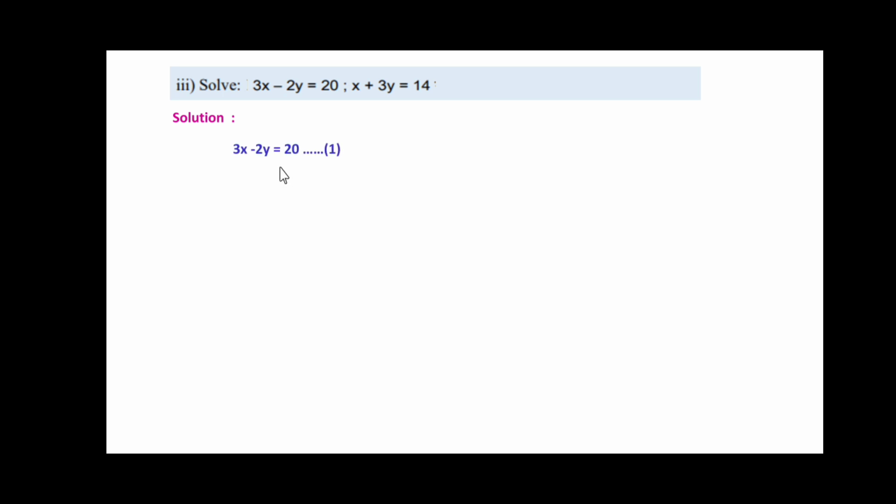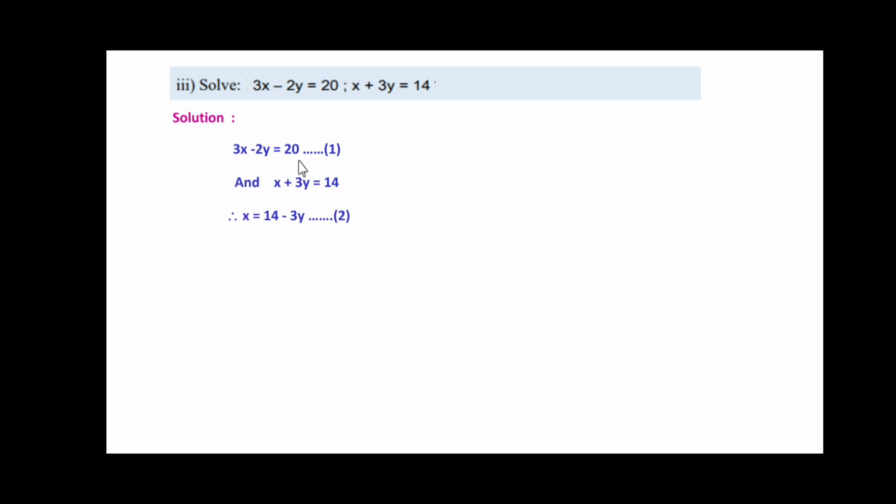Now let us see the next problem, number 3. Solve 3x minus 2y is equal to 20 and x plus 3y is equal to 14. So friends, we will start. 3x minus 2y is equal to 20, this is equation 1. Now x plus 3y is equal to 14, this is the equation given. Next, we'll write x is equal to 14 minus 3y. 3y goes to the right hand side, it will become minus. This is equation 2.